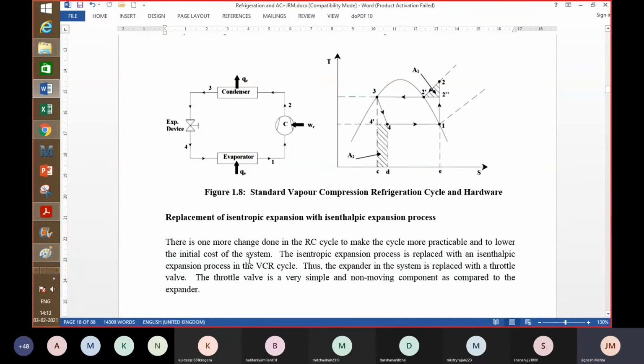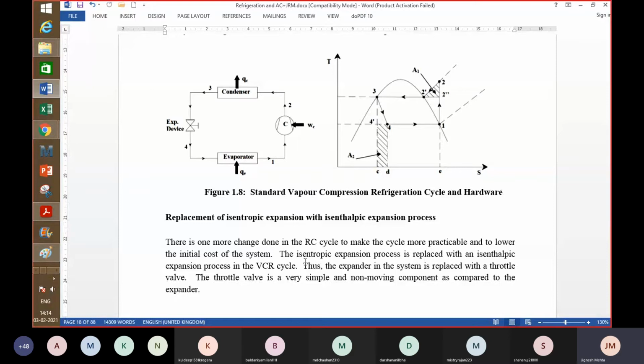There is one more change done in the reverse Carnot cycle to make the cycle more practicable and to lower the initial cost of the system. Because here you are talking about an expander, and there is a cost attached to that. But if you wish to carry out isenthalpic expansion, the device is very simple. It is a very low cost device as compared to an expander. The isentropic expansion process is replaced with an isenthalpic expansion process in the vapor compression refrigeration cycle. Thus, the expander in the system is replaced with a throttle valve.